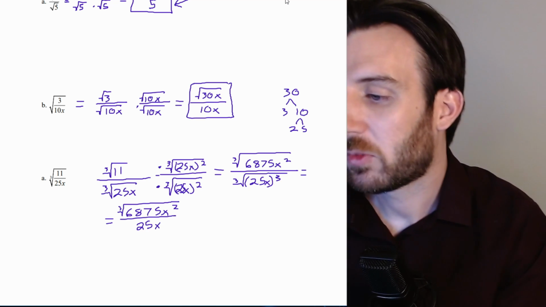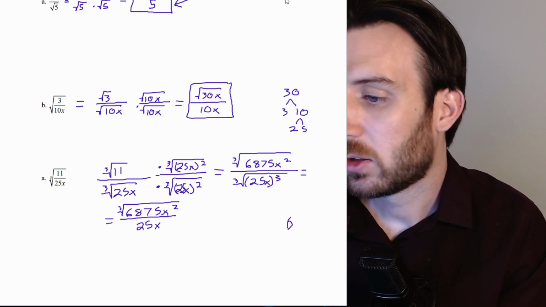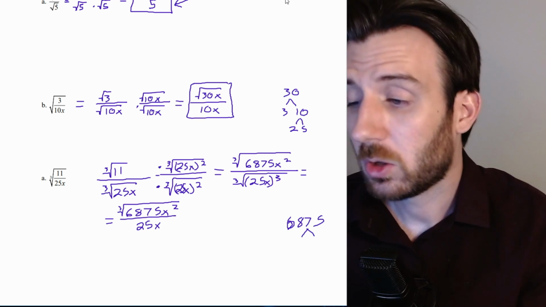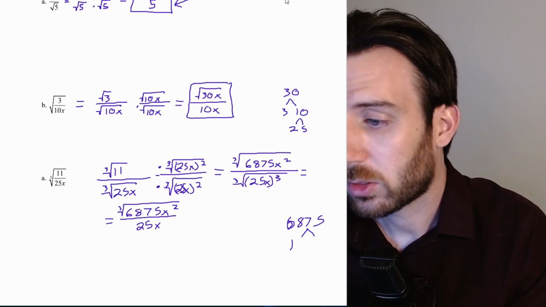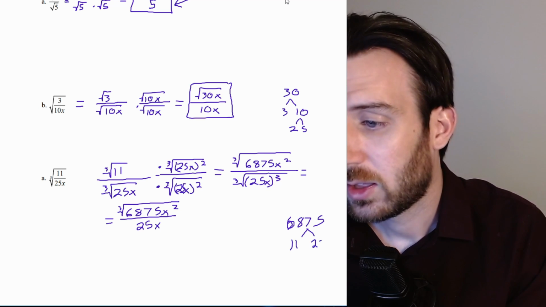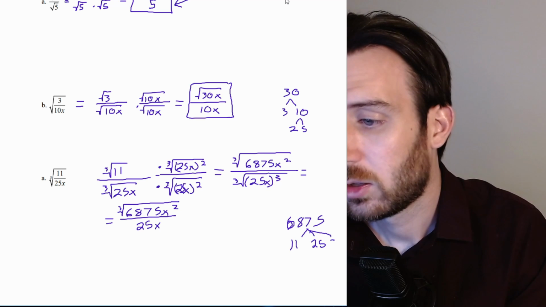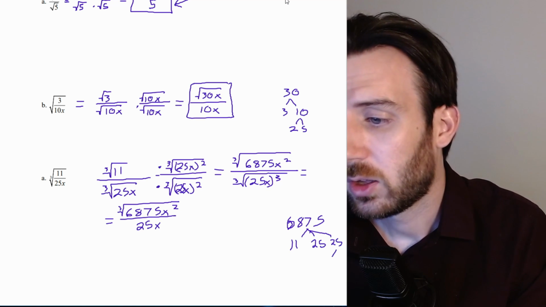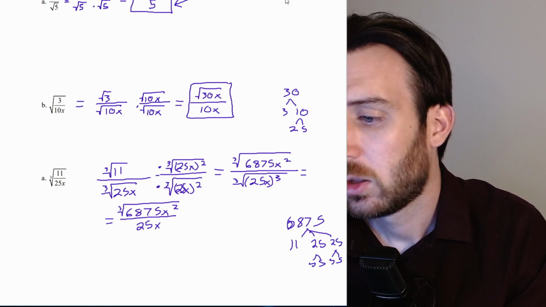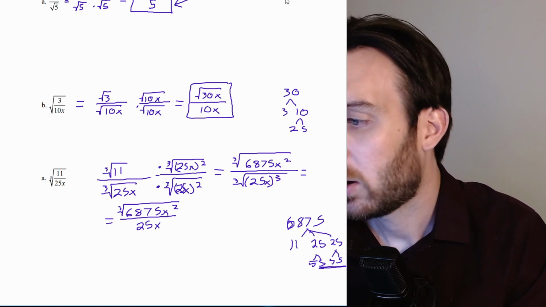All right, can I simplify that at all? Let's see, 6875 factors into, well, I know how I got it in the first place. It was with 11 times 25 and times another 25. So that would be a 5 and a 5 and then a 5 and a 5. Okay, so I can find a group of 3 5s right there. I'll pull that out front.